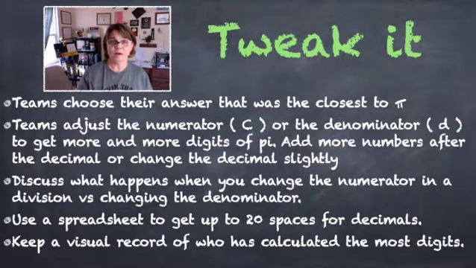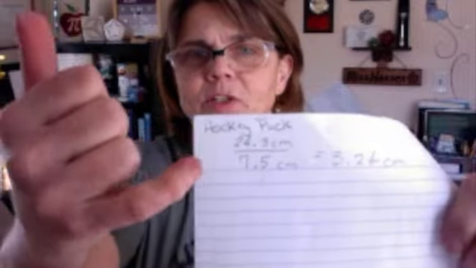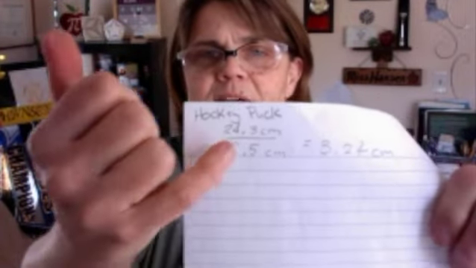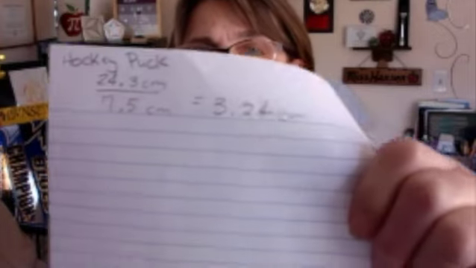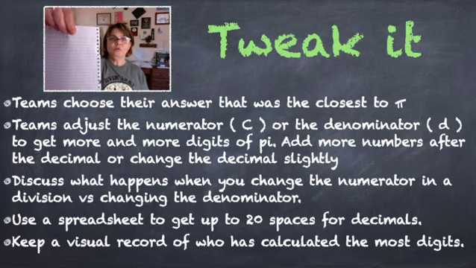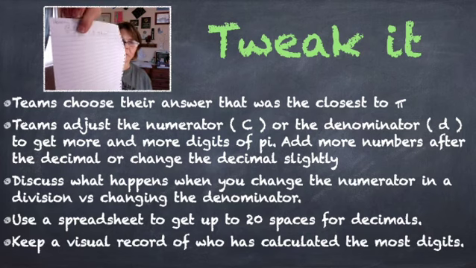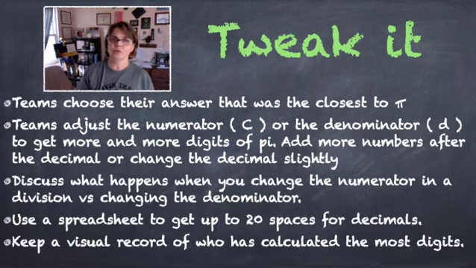For phase 2 of this activity, you tweak the numbers to see who can get more and more digits of pi to come out on their calculator. So for instance, when I measured the hockey puck, I got a circumference of 24.3 centimeters, a diameter of 7.5 centimeters, and when I divided it, I got 3.24. So obviously that's not 3.14159, so I'm going to make some adjustments. My 3.24 is a little bit too high because it needs to be 3.14. So how would I change my numbers in my division to make it closer to 3.14?